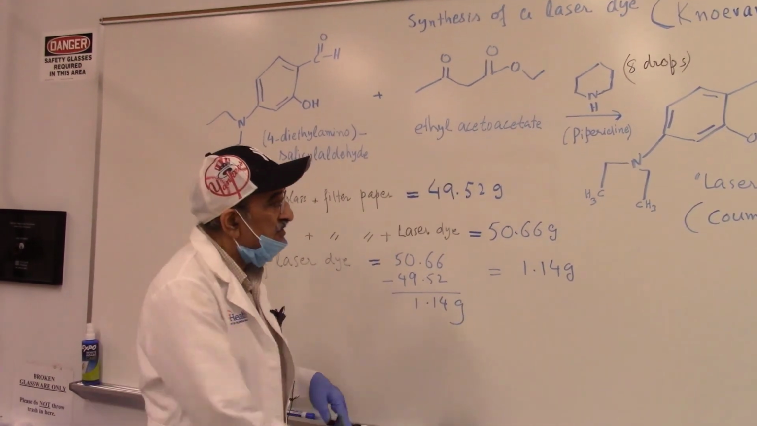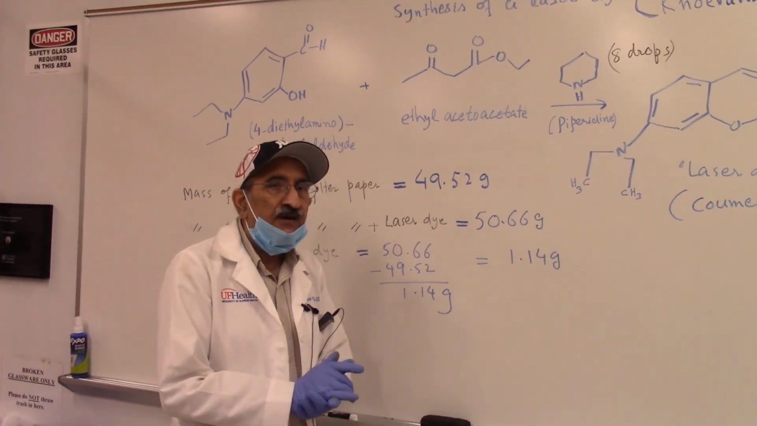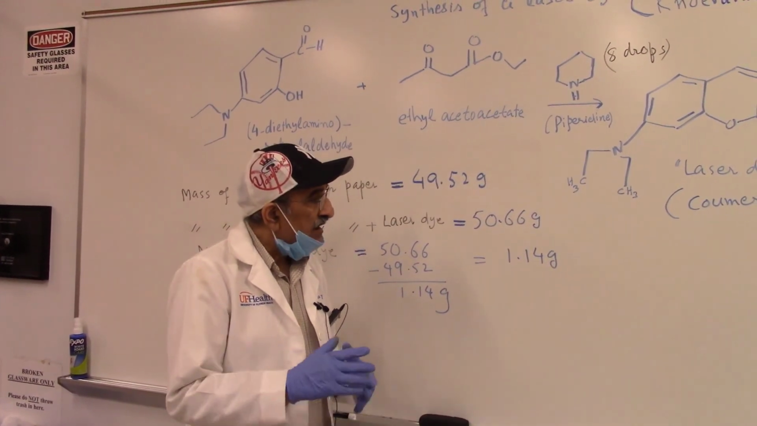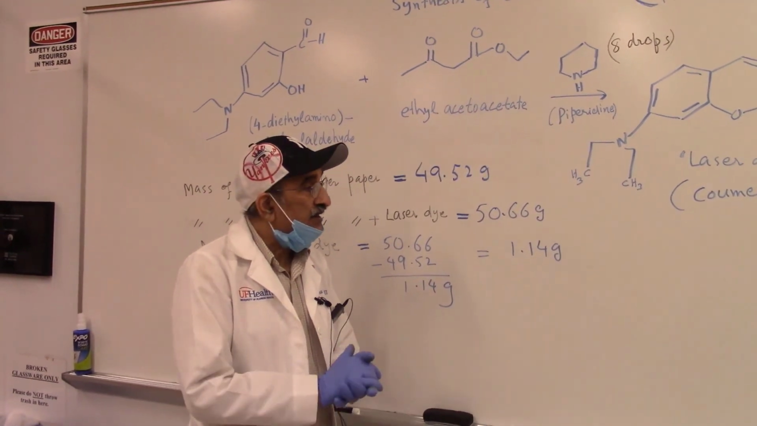gram. Now remember, the stoichiometry of this reaction is 1 to 1. Therefore, find out the dimensional analysis equations, which one is the limiting reagent. Based on that, you can calculate the percentage yield for this reaction.